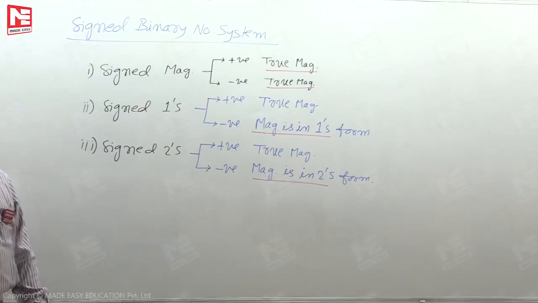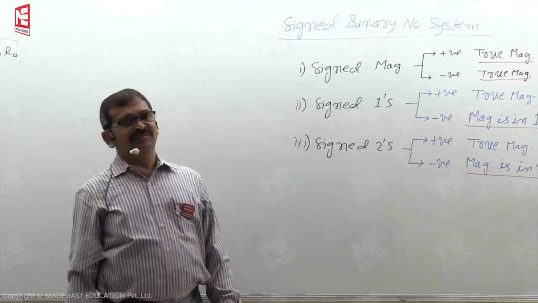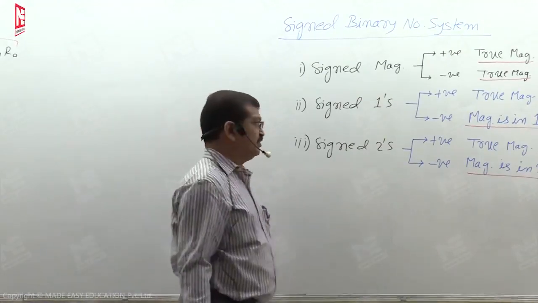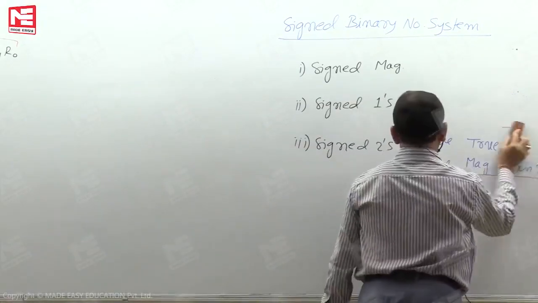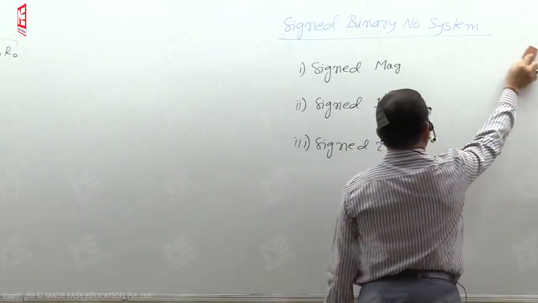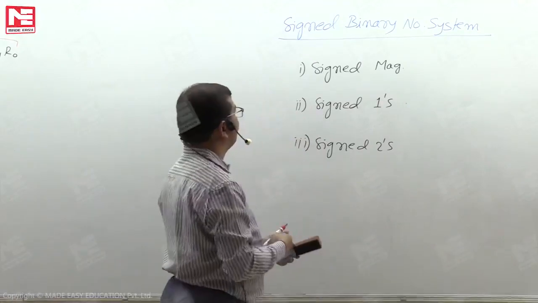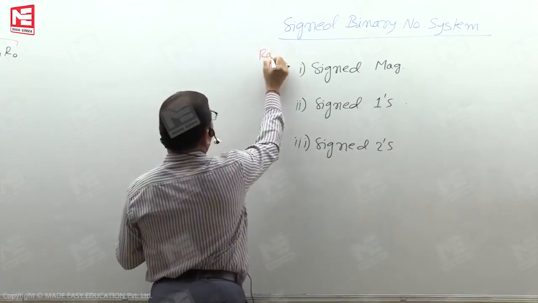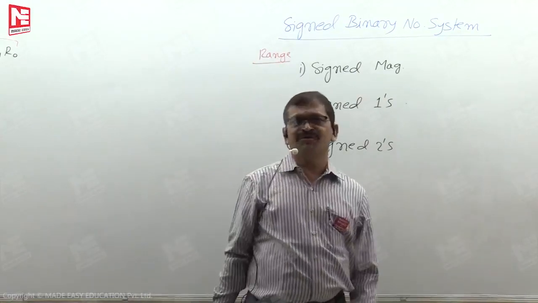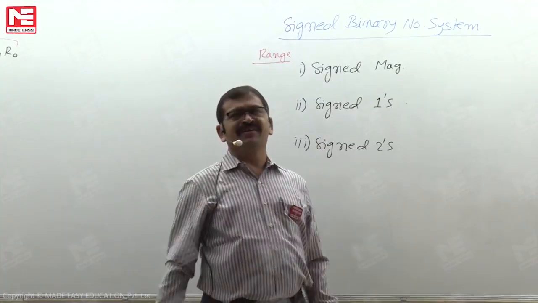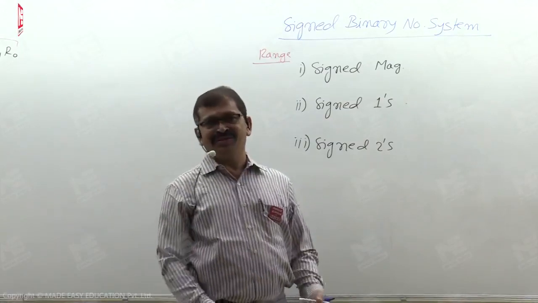On this signed binary number system, another important point is the range of the numbers. In sign magnitude representation, the range of the number. Range is about the lowest decimal number we can represent and the highest decimal number we can represent. That is the range.